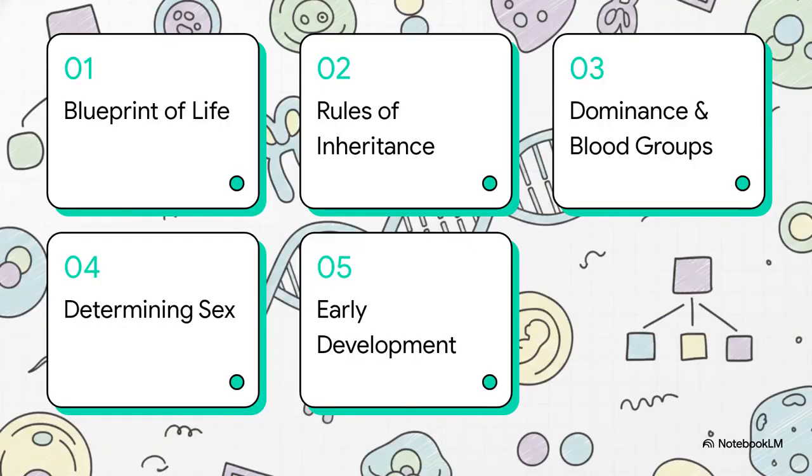Here's our roadmap for this Explainer. We'll kick things off with the blueprint of life and the rules of inheritance. From there, we'll dive into dominance and blood groups, look at determining genetic sex, and wrap up with fertilization and early development. Let's do this.